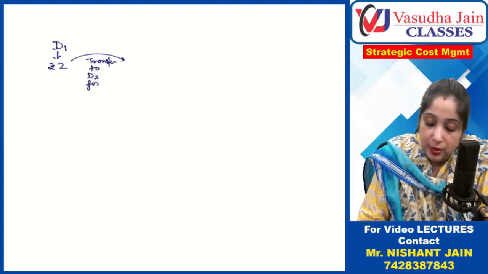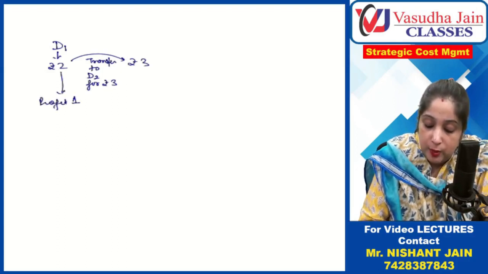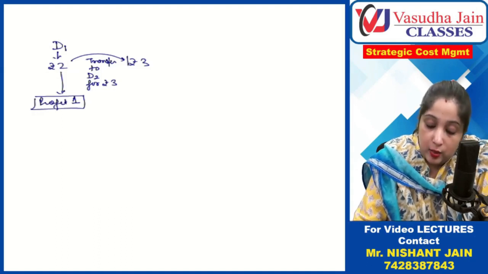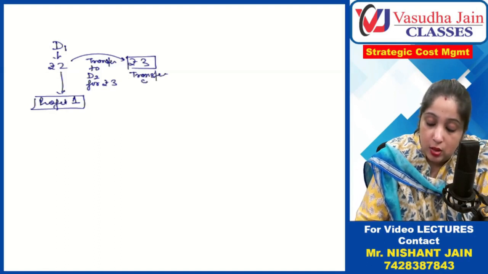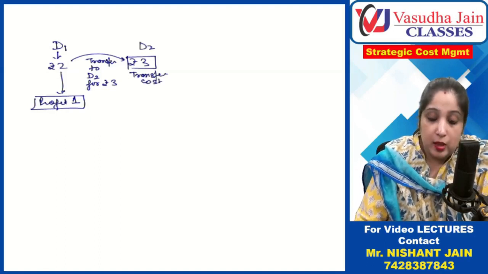Department 2 for rupees 3. So it accounts for how much profit? It is saying I have earned how much profit? 1 rupee profit, right? Now this transfer price becomes the transfer cost to department 2.